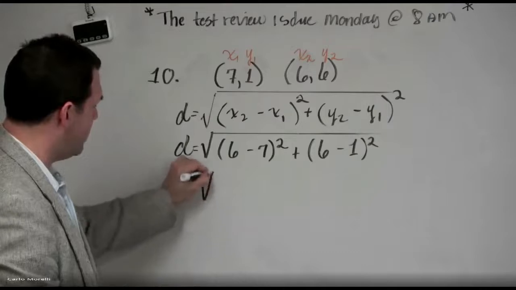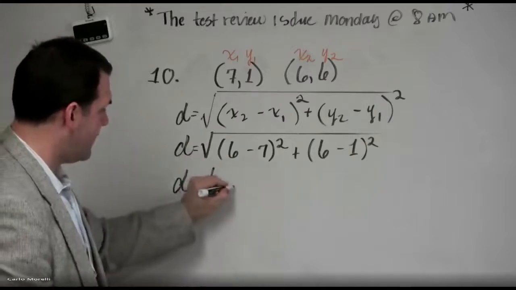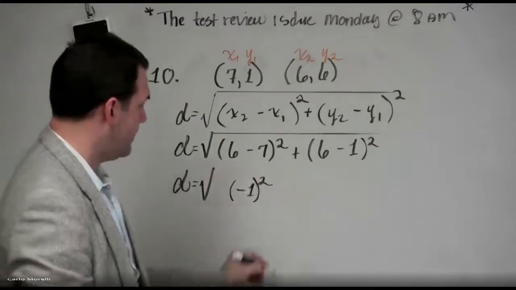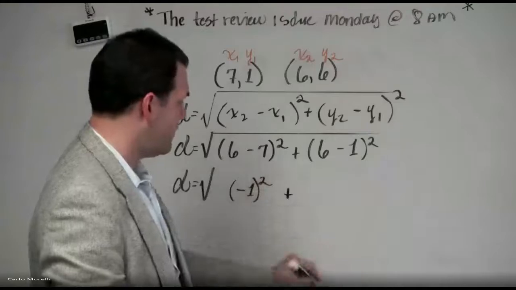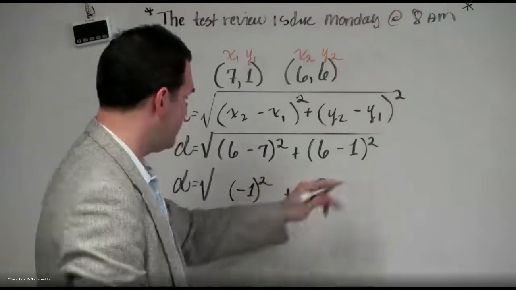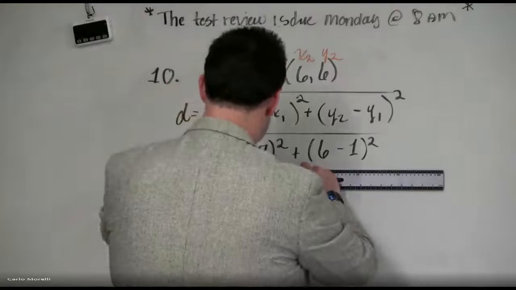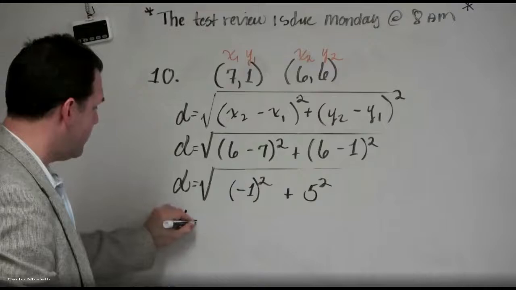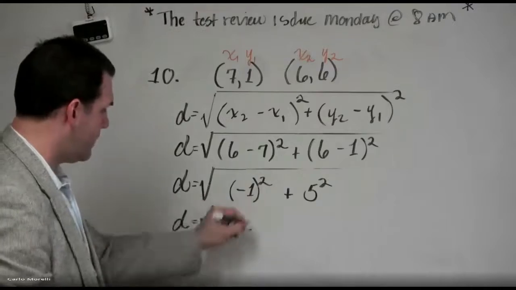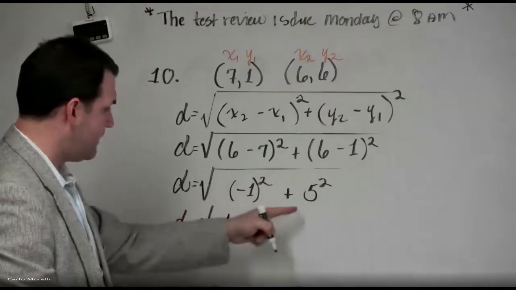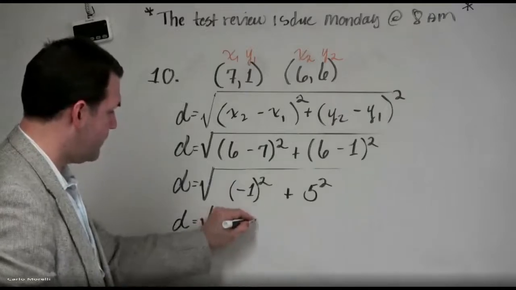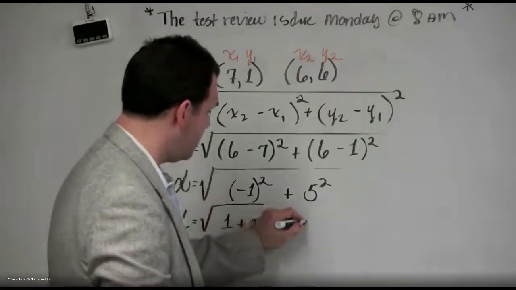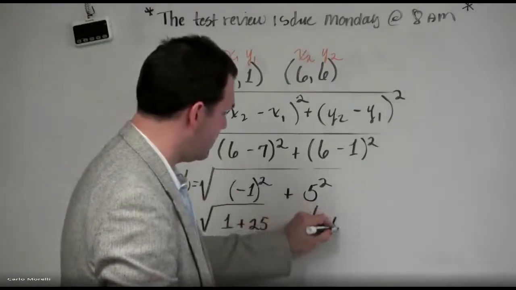So this is the square root of 6 minus 7 is negative 1. So I have in parentheses negative 1, the whole thing squared, plus 6 minus 1 is 5, plus 5 squared. Squaring any negative number makes it positive. So D equals the square root of negative 1 squared is positive 1. 5 squared is 25, so 1 plus 25 equals the square root of 26. And that's all they want.